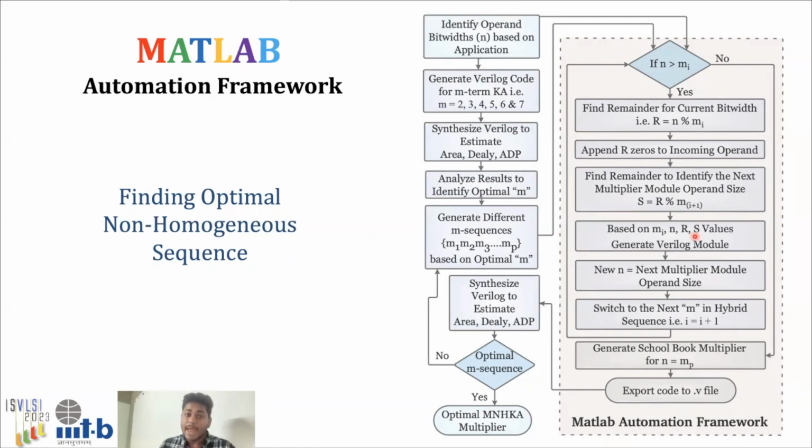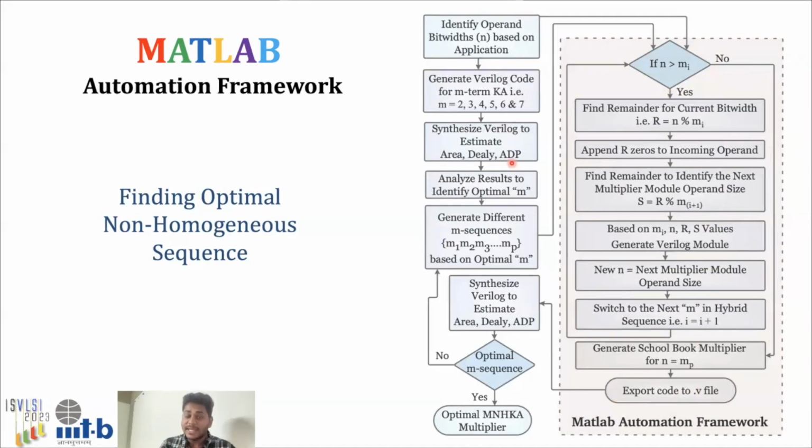Now, let's see the MATLAB automation framework. The right part of the flowchart contains the MATLAB algorithm. It will take two inputs: one is the non-homogeneous sequence, and the other is the input operand size. Based on the bit width and this non-homogeneous sequence, it will generate the .v file, which we can synthesize and get area, delay, and ADP results.